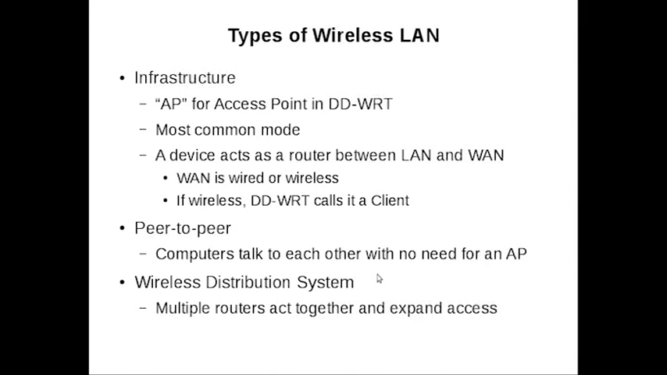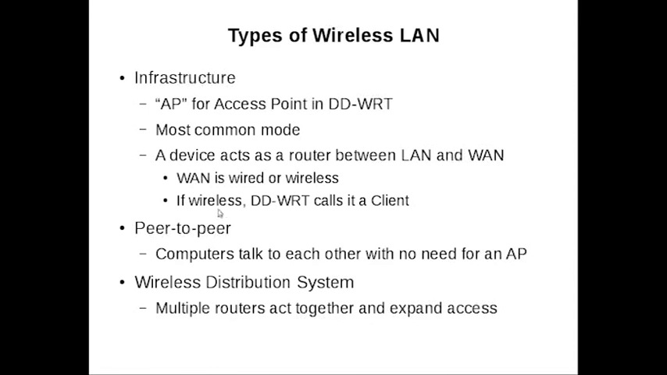So types of wireless LAN, the most common is called infrastructure. And in your DD-WRT, which you'll see some pictures of, they call it infrastructure type of wireless AP, for access point. And this is, like I said, the most common. And your device is just acting as a router between your local area network and the wide area network from your ISP or wherever. The LAN can be wired or wireless.